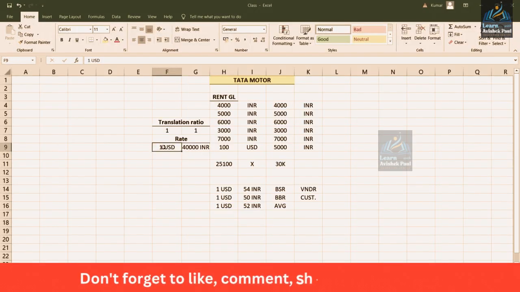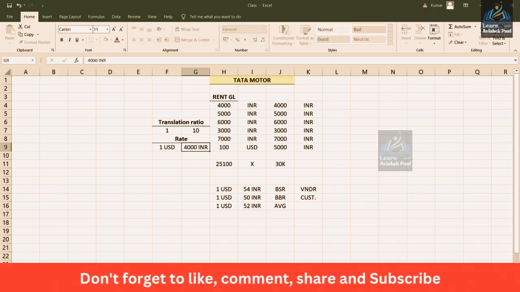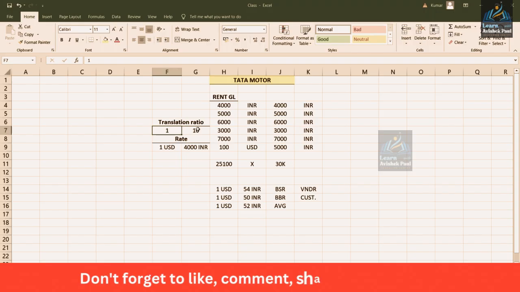Two things are there. 1 USD equals 40,000. You can specify it in this way, or else in translation ratio, I'm going to specify 1:10. And then here we are going to specify 4,000 INR. Look at here. Currency translation means we have given a relation. This is the relation, like 1:10 ratio is there. This is USD and this is INR.